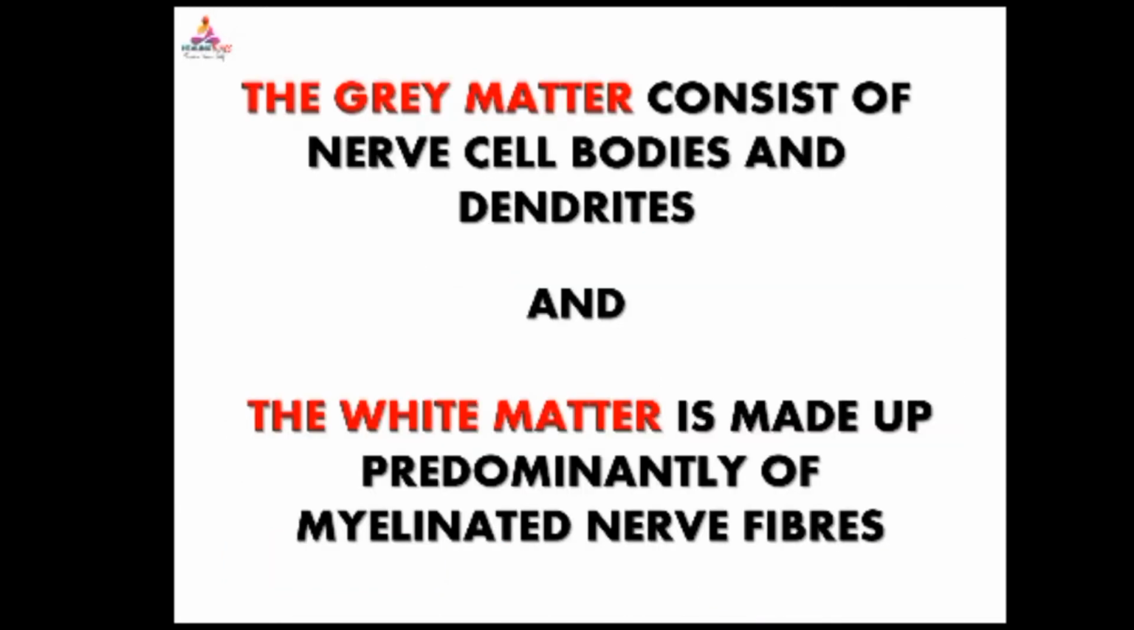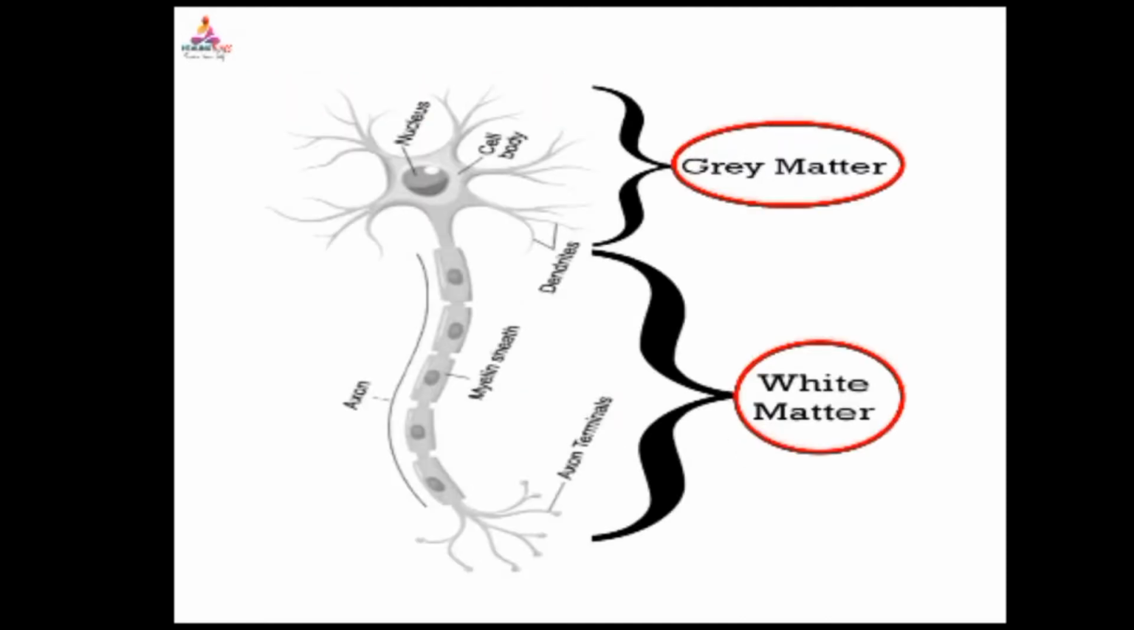The gray matter consists of nerve cell bodies and dendrites. The white matter is made up predominantly of myelinated nerve fibers. See, the nucleus, cell body and dendrites form the gray matter. The myelinated axon, the myelin sheath, forms the white matter.